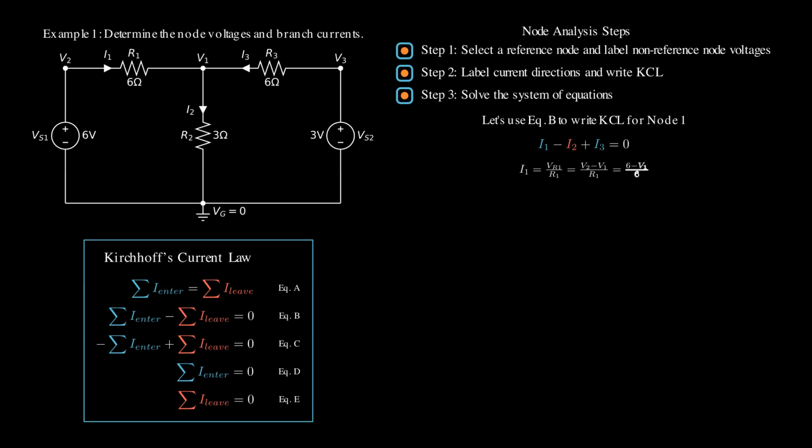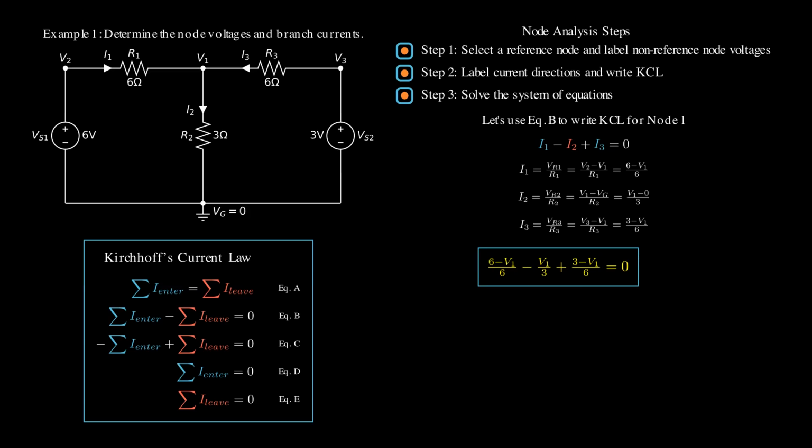Then, we can write I1 equals V2 minus V1 over R1, where V2 is 6 volt. Similarly, we can determine I2 equals V1 minus VG over R2, where VG is 0 volt, and I3 equals V3 minus V1 over R3, where V3 is 3 volt. Finally, we can substitute I1, I2, and I3 into the original KCL equation to work out the final KCL equation. After some practice, I hope you can directly write this equation from the circuit instead of starting from I1 minus I2 plus I3 equal to 0.